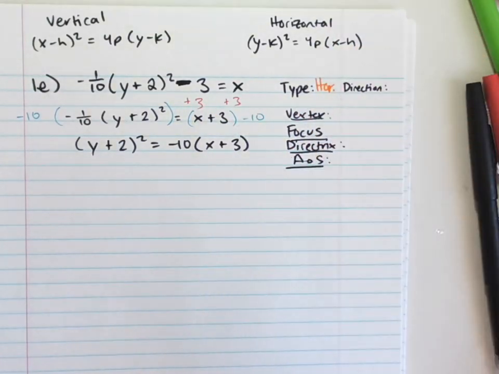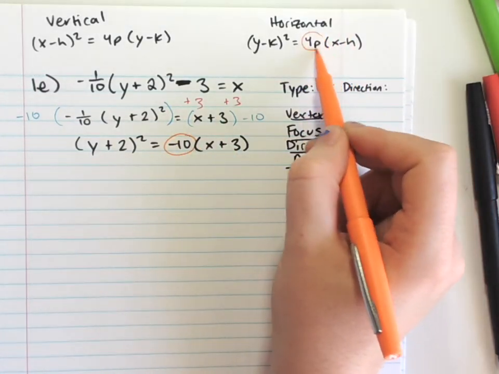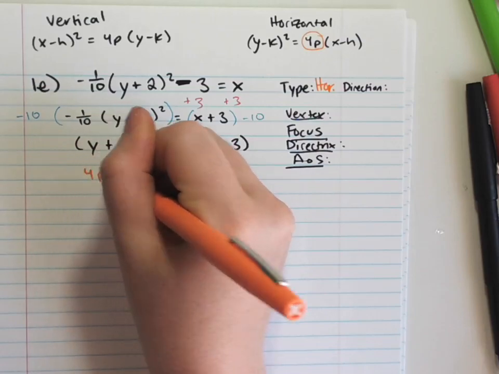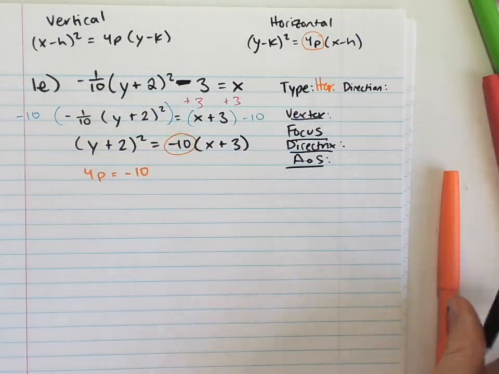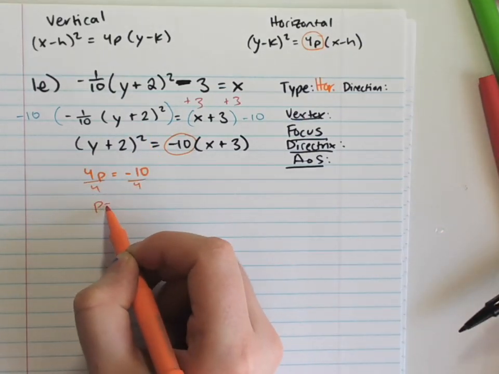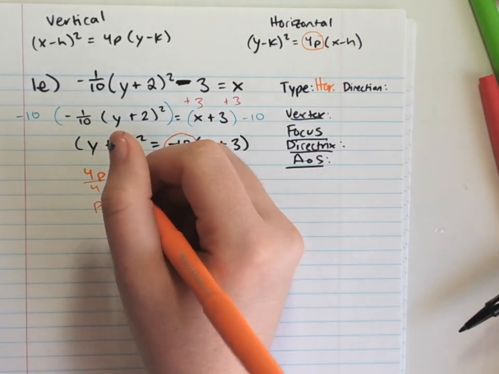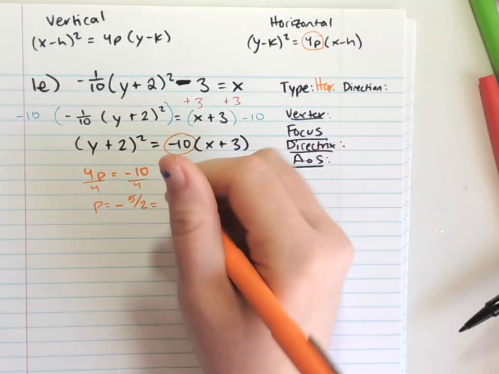The direction, we don't know, so we need to find what P is. This is in the P spot, so we've got 4P equals negative 10. Divide by 4 on both sides. It's still negative, but simplified down is 5/2. Or you can say 2.5.